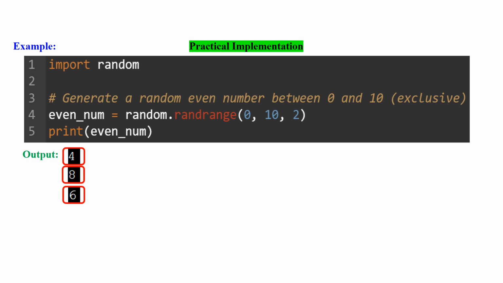This random even number is assigned to the variable even_number. Finally, we use the print function to display the value stored in the even_number variable. The output will be the randomly generated even number between 0 and 10. Here, you can see the output displayed each time a random number, for the first code 4, for the second code 8, and for the third code 6.